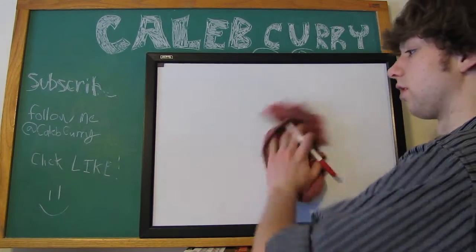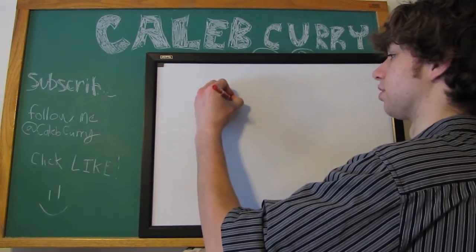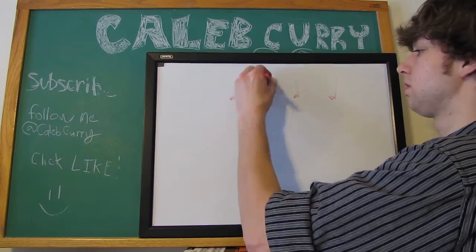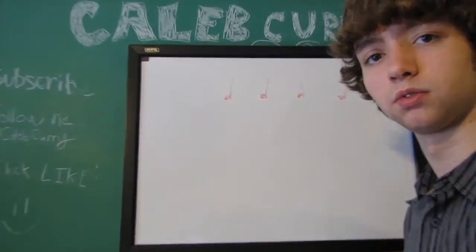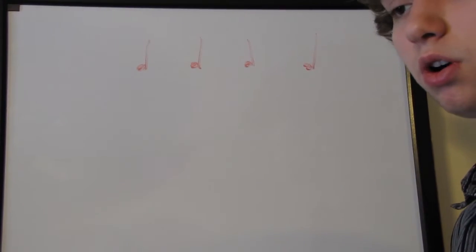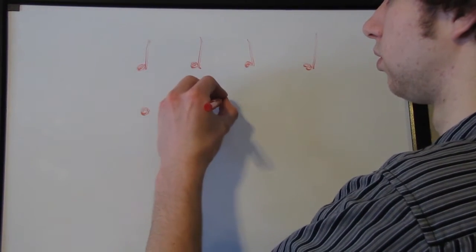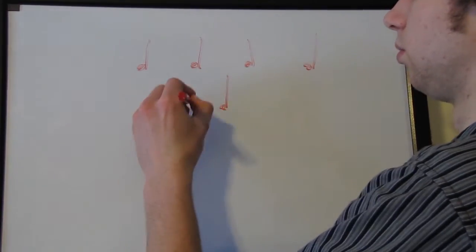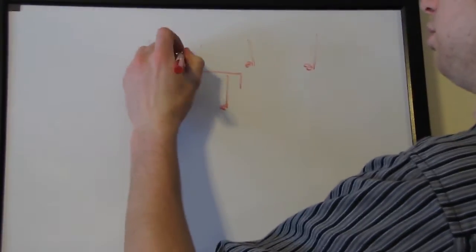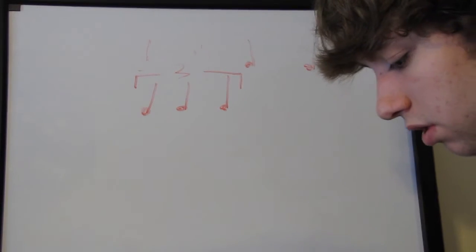So let me start from quarter notes. If we have 4 quarter notes in a measure, 1, 2, 3, 4. This would be counted 1, 2, 3, 4. Now, if I replace 2 of these with what's called a quarter note triplet, we get, here's 1 quarter note triplet. We signify that by putting a bar over it and a little 3. You may see it like this too. That's 1 quarter note triplet.